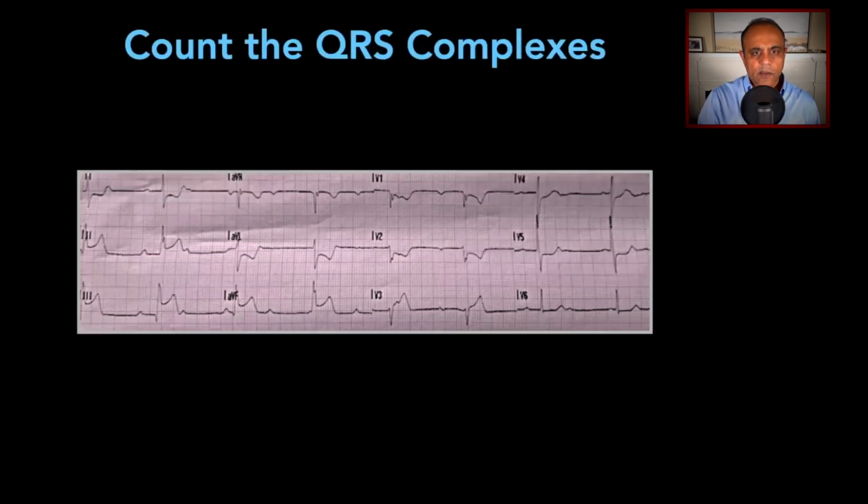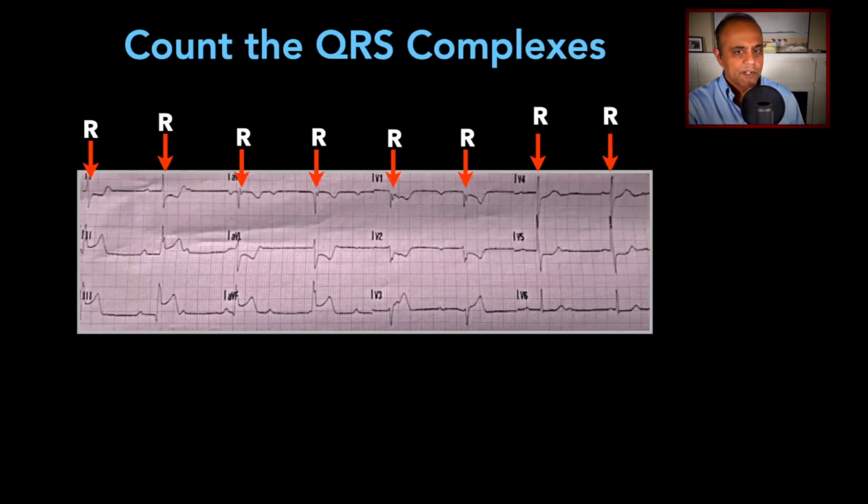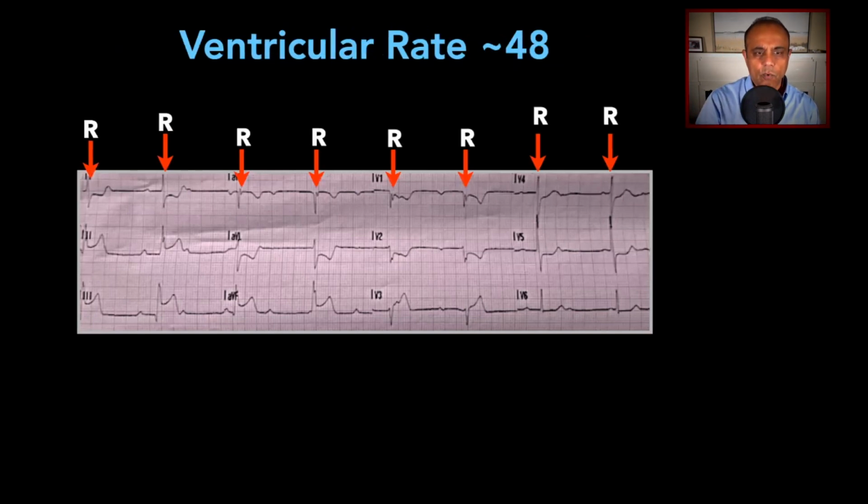So let's go ahead and count the QRS complexes out. And if you do so, you get a ventricular rate of about 48 beats per minute, right? They're nice narrow complexes. That's good. And they're regular at about 48.